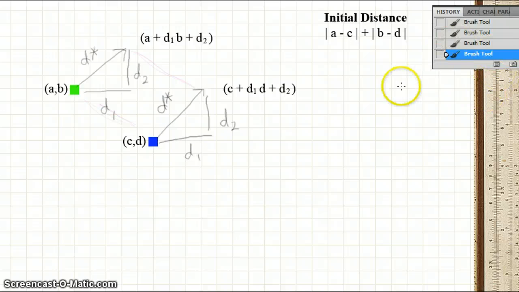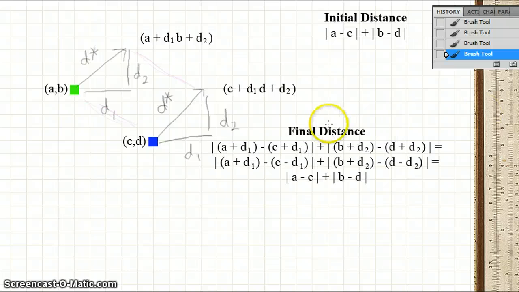So now we want to do the same thing for A plus D1, B plus D2, and C plus D1, D plus D2. Now we'll use this equation here to find that. What we're basically doing is taking A plus D1 and subtracting it from C plus D1, and we're going to put that in absolute value to keep them positive. And we're going to add that to the absolute value of B plus D2 minus D plus D2.